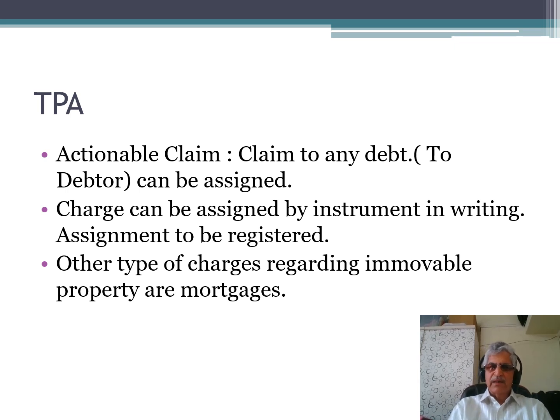Actionable claims are the claims to any debt and can be assigned. Actionable claims means here bank is creditor, borrower is debtor. The claim against our borrower's another debtor can be assigned, and that is called the actionable claim.